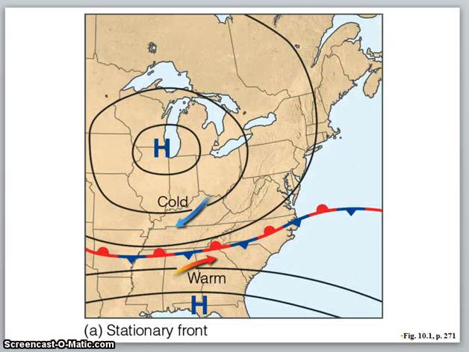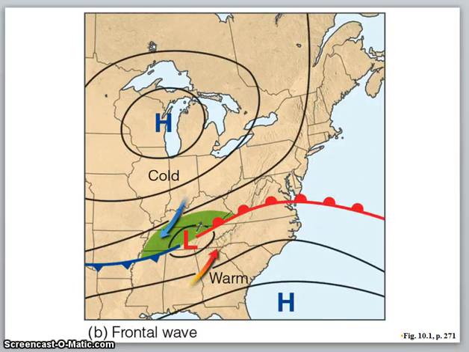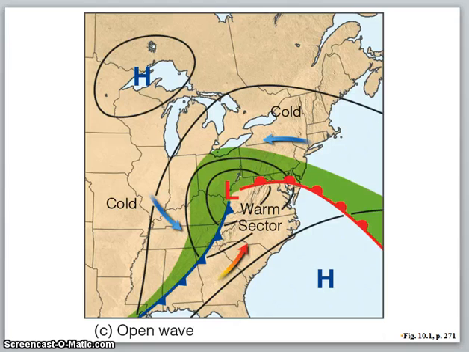So here we have the stationary front stage, where the cold air to the north and the warm air to the south are at a stalemate. Secondly is the frontal wave, where cold air plunges southward, warm air advances northward, and you start to get a wave shape on the weather map of this mid-latitude cyclone. The 3rd stage is the open wave. The open warm sector there is where all the warm air comes in from the south.